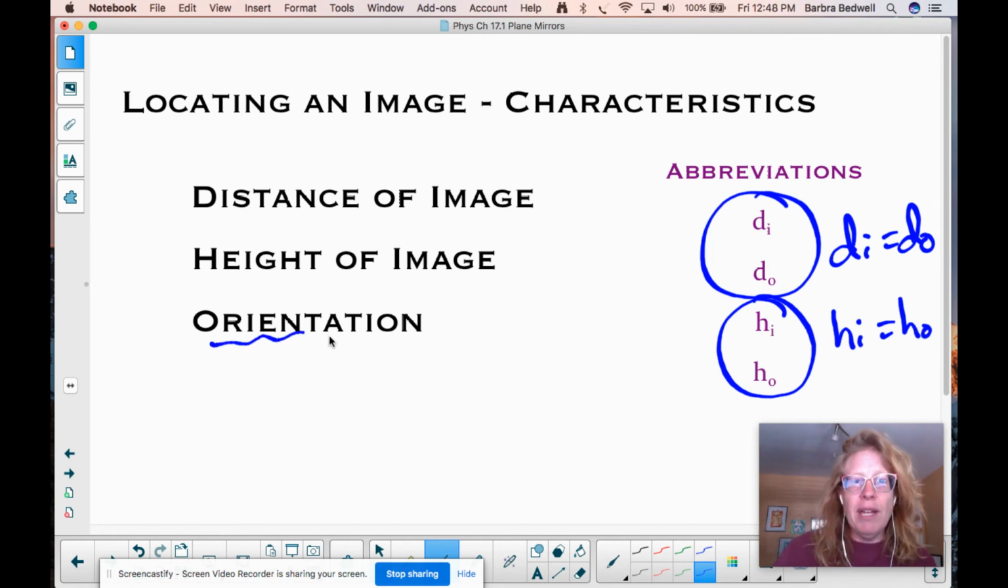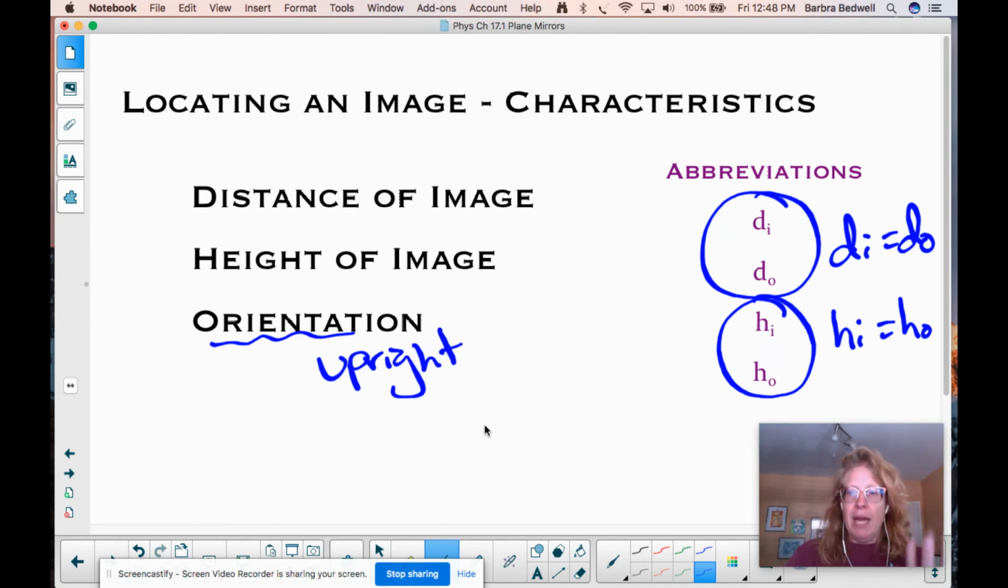And then the orientation of these is always upright. It's reversed left to right, but it's upright. We're going to see more things with the images being flipped over when we get into the curved mirror section. So I'm just introducing these concepts right now in terms of DIDO, HIHO, and orientation of the image. These are upright images. You know when you look at a mirror, it's upright. You know that it's inverted left to right, but it's upright. So maybe reversed is the correct way to say it.